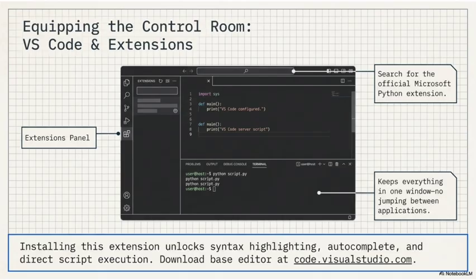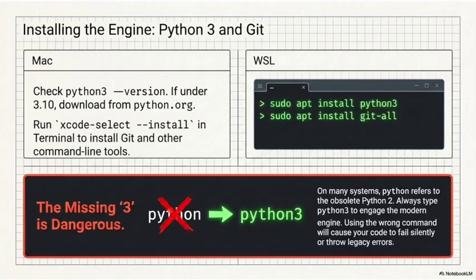A red warning at the bottom is critical on many systems. python refers to obsolete Python 2. Always type python3, with the 3 included, to engage the modern engine. Using the wrong command will cause your code to fail silently or throw a cryptic legacy error.